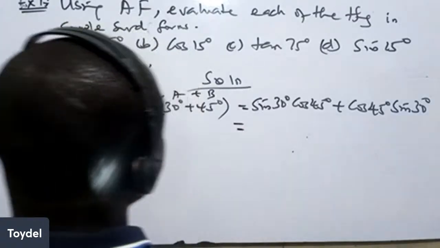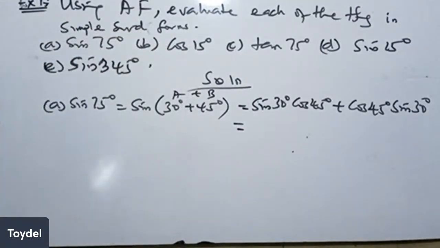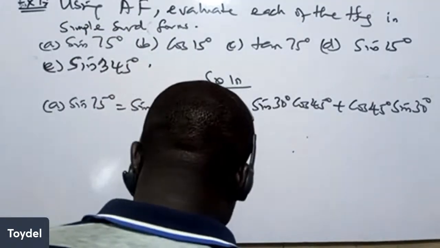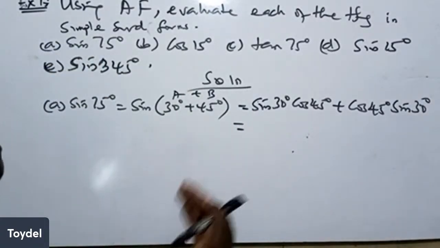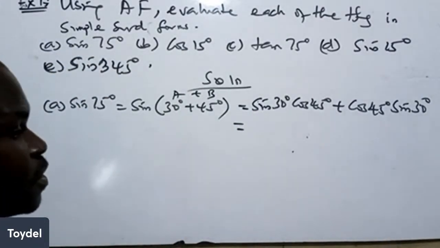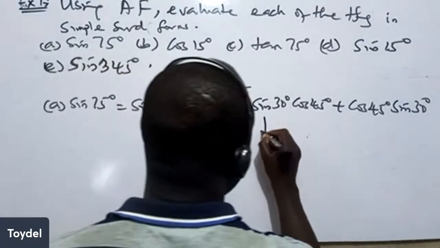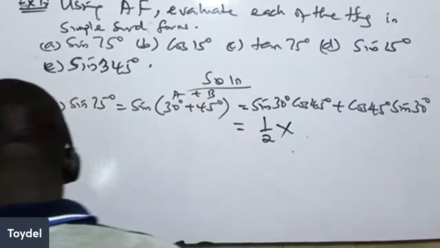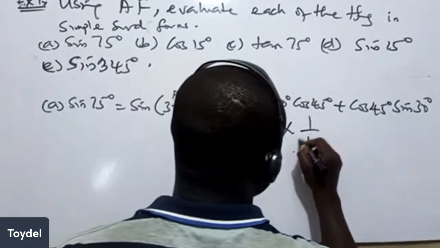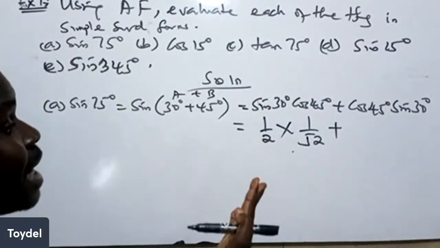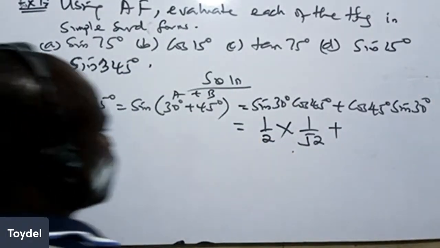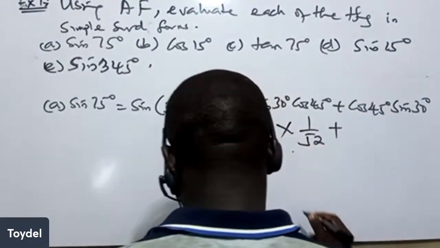Then from the ratio of the special angles table, sine 30 degrees is half, sine 30 is 0.5. So I said in the last class that we should go and revise the ratio of the special angles. Sine 30 degrees is half, multiplied by cos 45, which is 1 over root 2. These are known facts. We have this table in the standard mathematics table. So cos 45 is this.